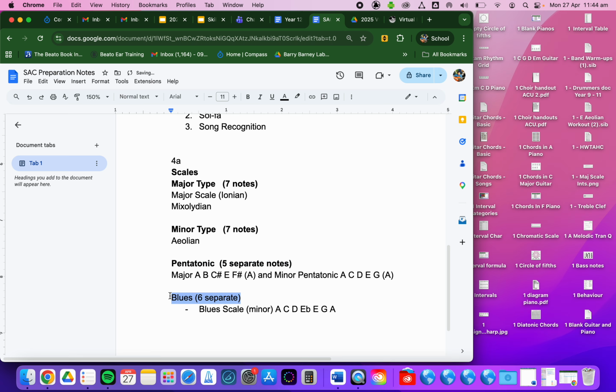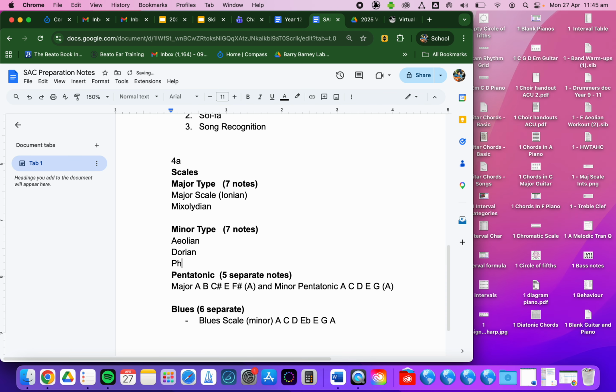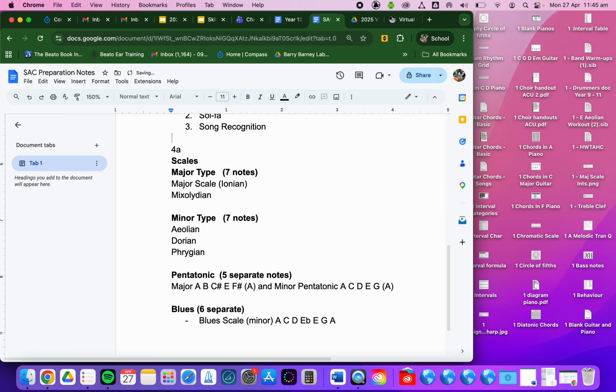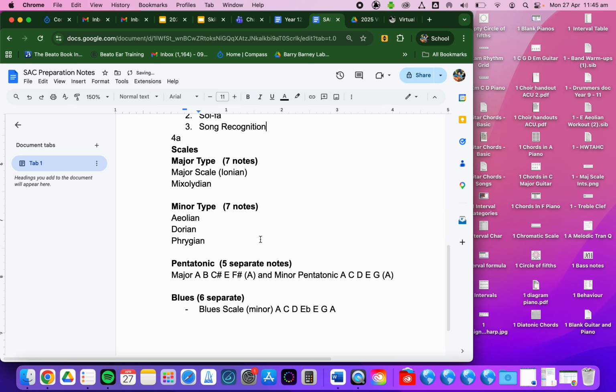Try and think of another mode. Hopefully you were thinking of Dorian. Dorian is like an Aeolian, but it's slightly different. And I think there's one more, Phrygian. Now Phrygian is also a bit like Aeolian. So 1, 2, 3, 4, 5, 6, 7, 8. I'm not sure if there's any more. I can't think of any more. So I think that might be it for scales, unless I'm mistaken. I'm going off the top of my head, obviously.